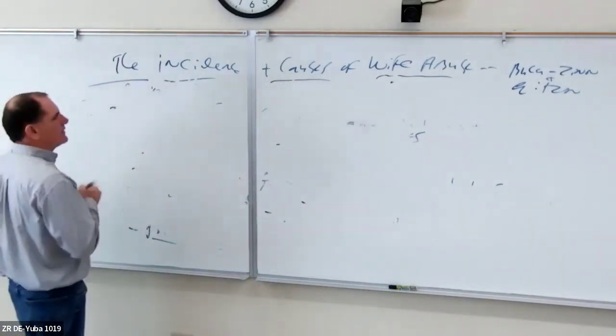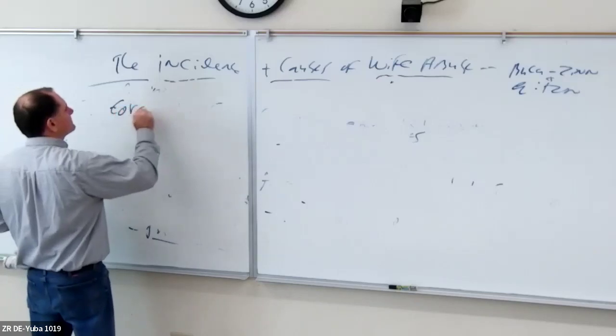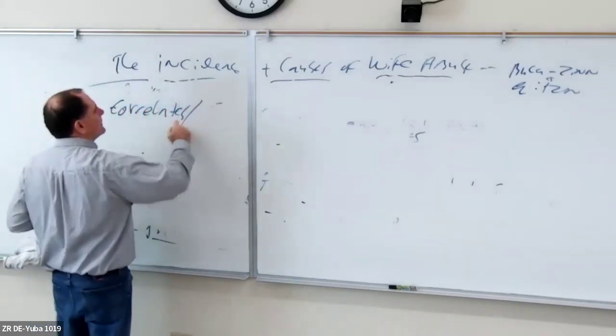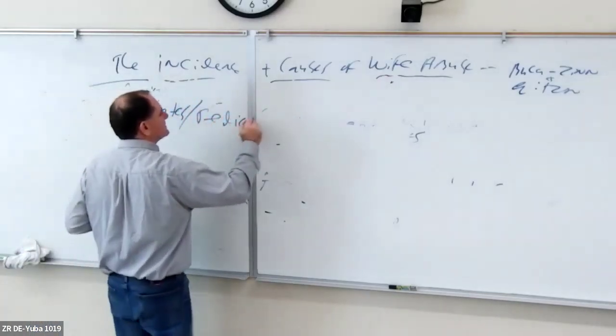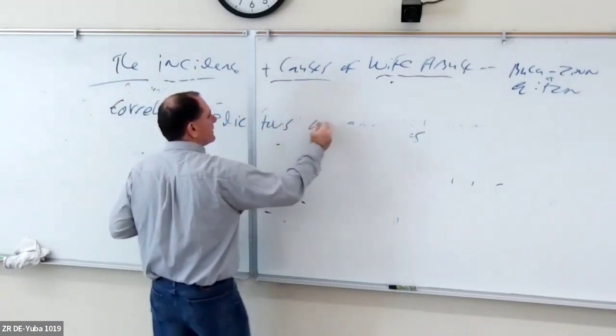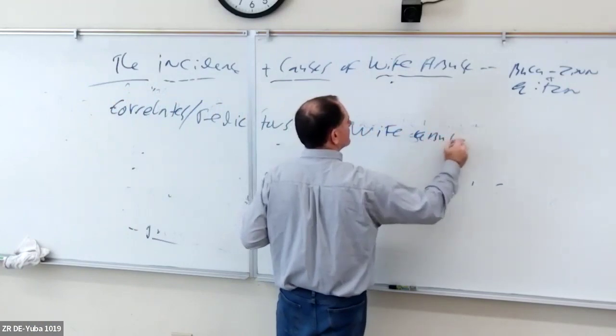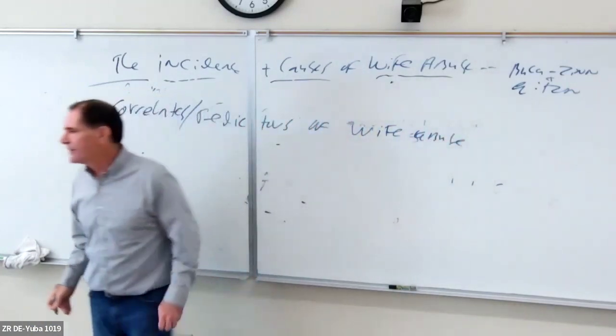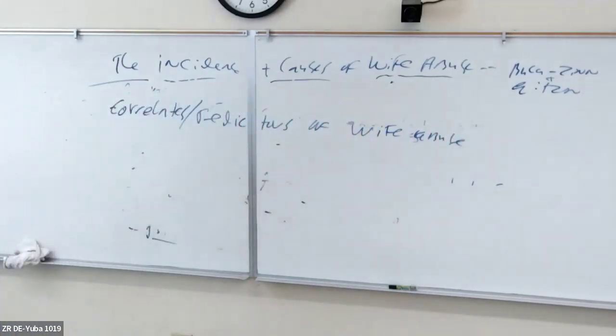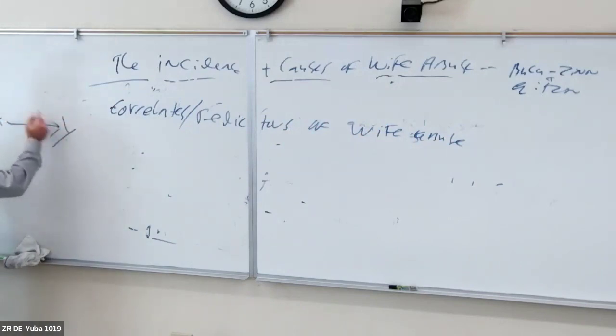And so these are called correlates or predictors of wife abuse. So correlates and predictors, we haven't really used that word yet, but you've already learned about it.